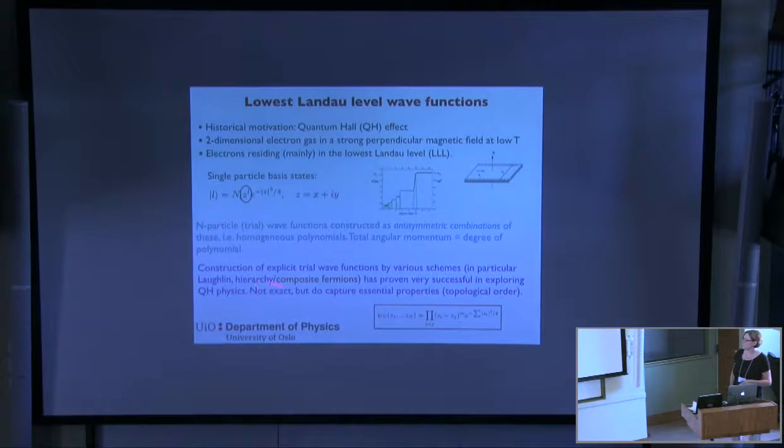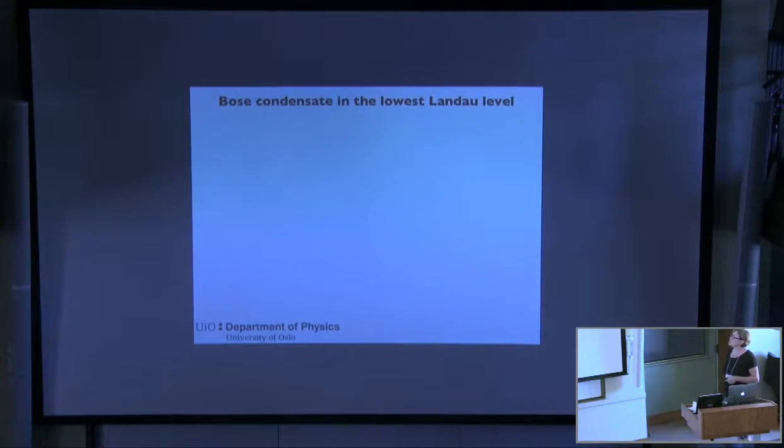And I'm highlighting composite fermions because I'll get back to that, which have proven very successful, not in the sense that they are exact. I mean, certainly for Coulomb interactions, they're not exact, but because they are believed or have been shown to capture the essential properties, such as the correct fractional quantum numbers of fractional excitations, etc. And I'll be talking about trial wave functions of this type for bosonic systems.